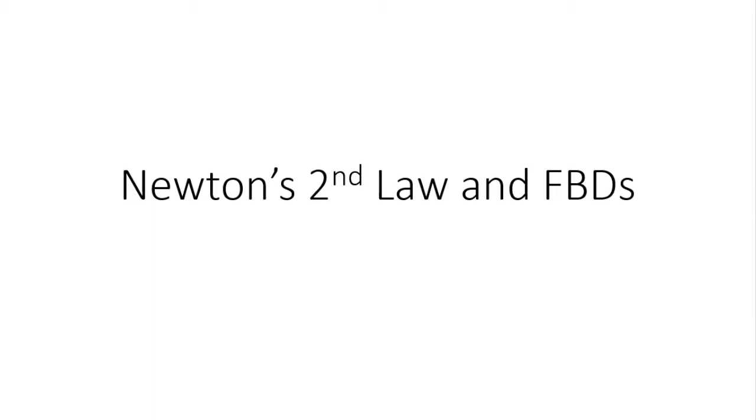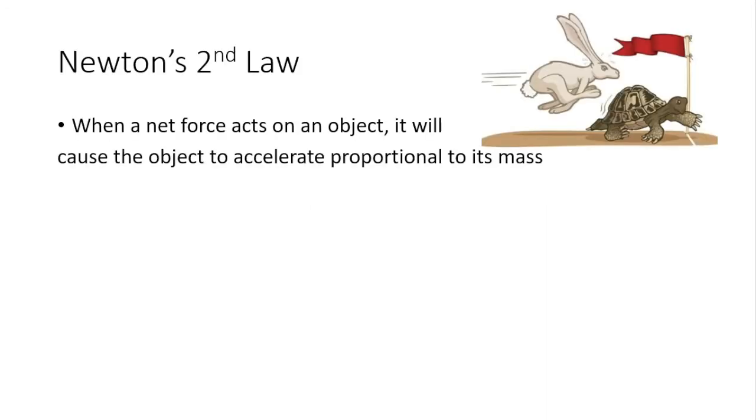All right, guys, we're going to go ahead and get started with these Newton's second law and FBD notes. Newton's second law tells us that when a net force is acting on an object, it will cause that object to accelerate proportional to its mass. Accelerating proportional to its mass is just telling us that mass matters. So mass is going to play a role in how quickly or slowly we can accelerate that object. In other words, how quickly or slowly we can change its speed.